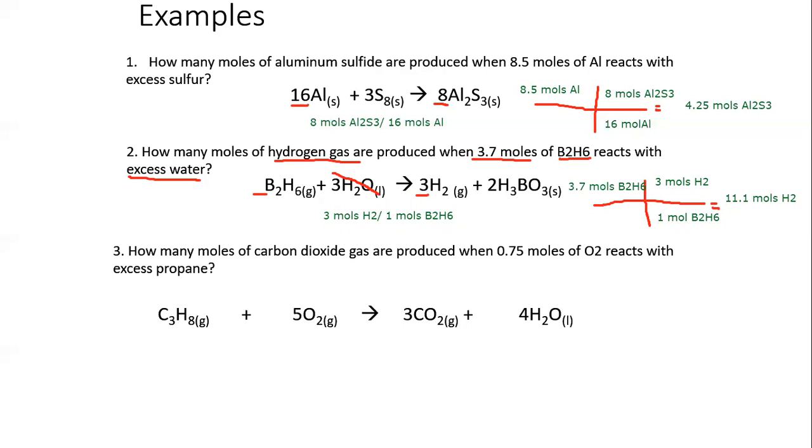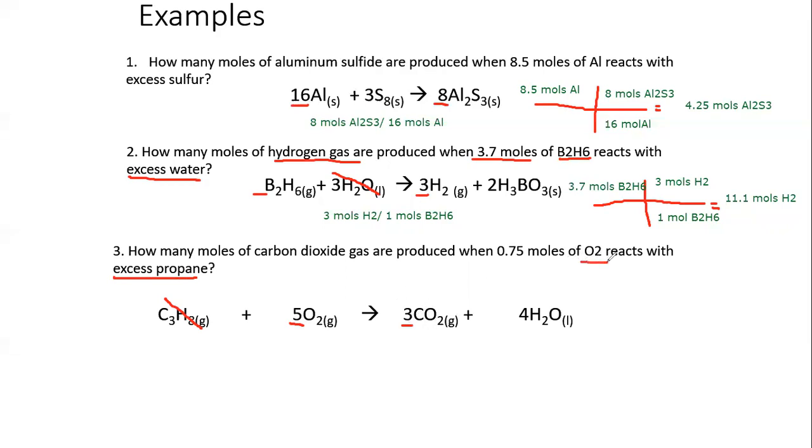And then lastly, we want to know in this equation how many moles of carbon dioxide gas are produced when 0.75 moles of O2 reacts with excess propane. So again, excess means don't worry about the propane, so we don't have to worry about that running out. We have more than enough propane to react. And so we want to go from moles of O2 to moles of CO2. And so we know that for 5 moles of O2 consumed, we produce 3 moles of CO2.